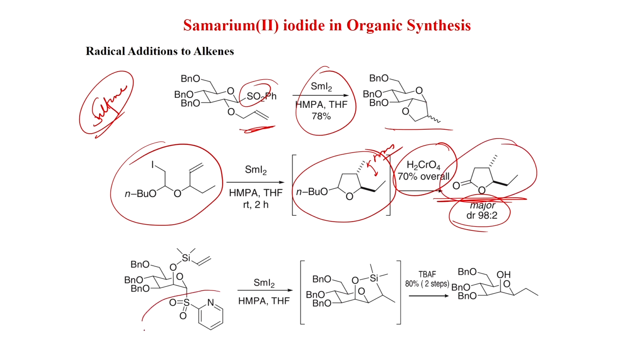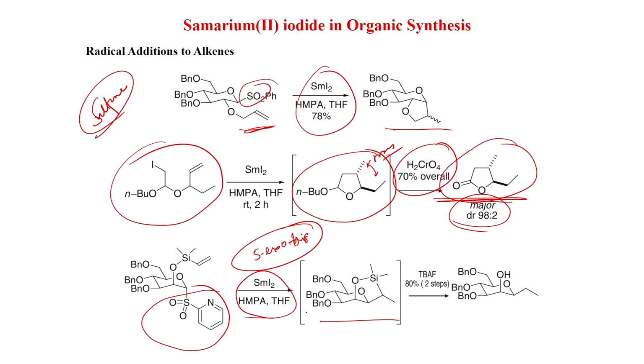Also, if you have a sulfonyl group like pyridyl sulfonyl and this kind of olefin is present, then a similar cyclization will happen. So, 1, 2, 3, 4, 5: a 5-exo-trig cyclization is happening. You get this with samarium iodide, HMPA, THF, and if you treat with TBAF, then the oxygen-silicon and carbon-silicon bonds are cleaved and you get the free hydroxy group and this ethyl group. This product is obtained in 80% yield after 2 steps.